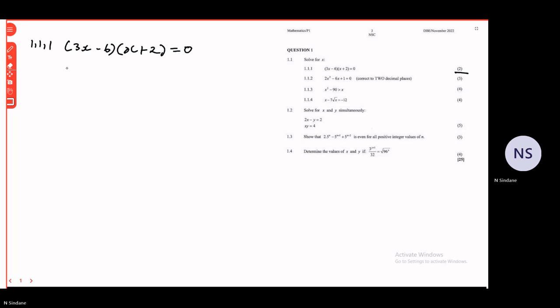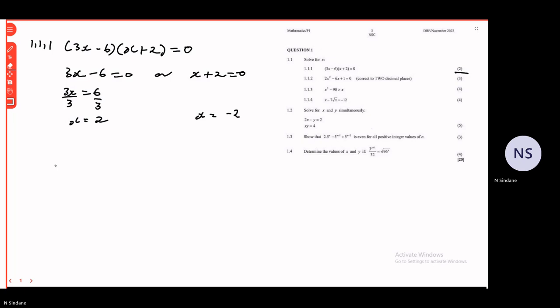So in this case, you'll just say 3x minus 6 equals 0, or x plus 2 equals 0. Then I can take this 6 to the other side, which will be positive now. So 3x equals 6. Divide by 3, divide by 3. Then x will be equal to 2. And on this side, I take the positive 2 to the other side. It changes sign and becomes negative 2. So that's how you could have solved that question, and scored yourself 2 marks.